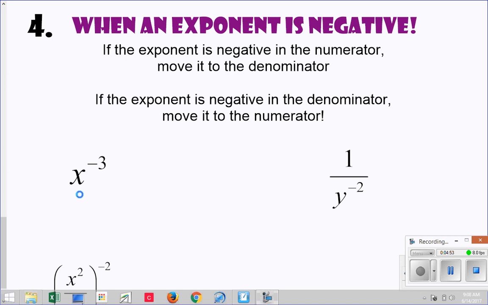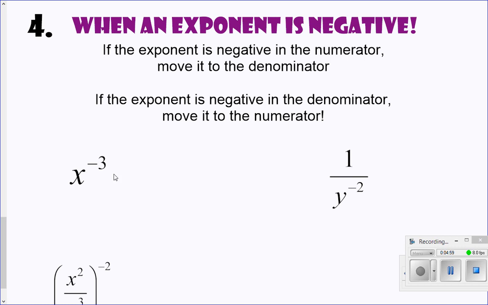So here I have x to the negative 3rd power. Well, I know that I'm supposed to keep the exponent of -3, but we're going to make it +3, but this is already in the numerator because I can think of this as that over 1. So x to the +3 goes in the denominator, and then we just have a 1 in the numerator. So that's how we simplify x to the -3rd.